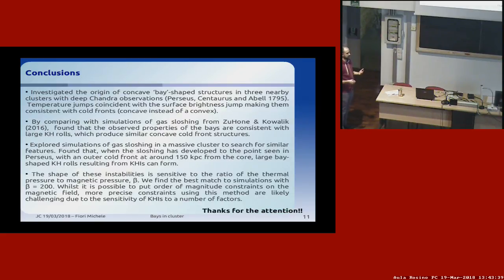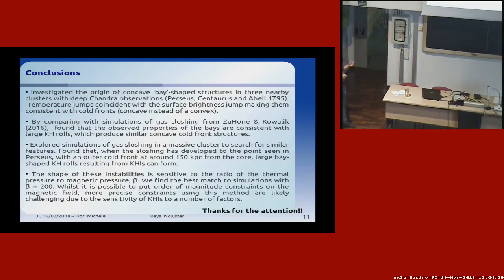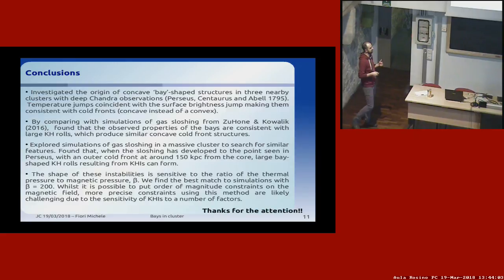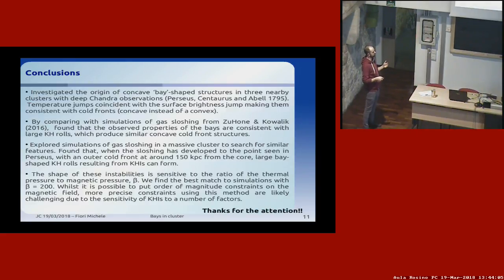This could be a very important tool to investigate the magnetic field inside the intracluster medium, although it is possible to provide only an order of magnitude on this magnetic field, and not a precise constraint, due to the fact that there are many parameters that change the structure of these Kelvin-Helmholtz rolls. Thanks.